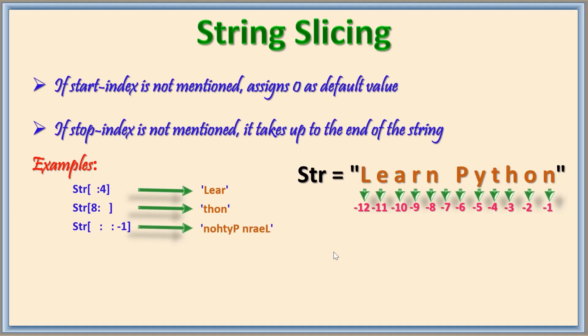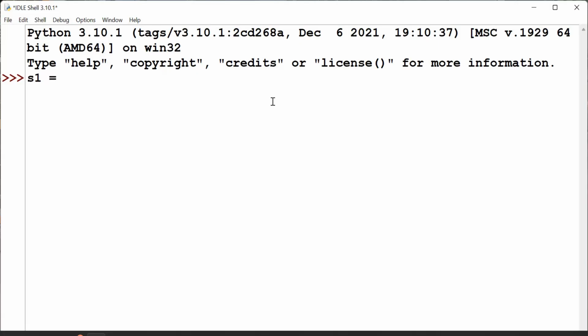Let us execute all these in the Python window. Let me take S1 as interface window. I will slice 9 to 13. So that means S1 of 9:13. So it will take 9, 10, 11, 12. 13 is not included. Let me check the indexes 0, 1, 2, 3, 4, 5, 6, 7, 8, 9. So 9 is the space and then 10, 11, 12. So space WIN will be the answer, right?